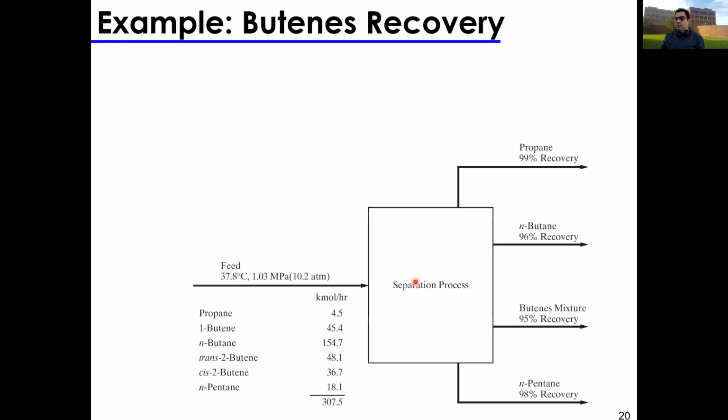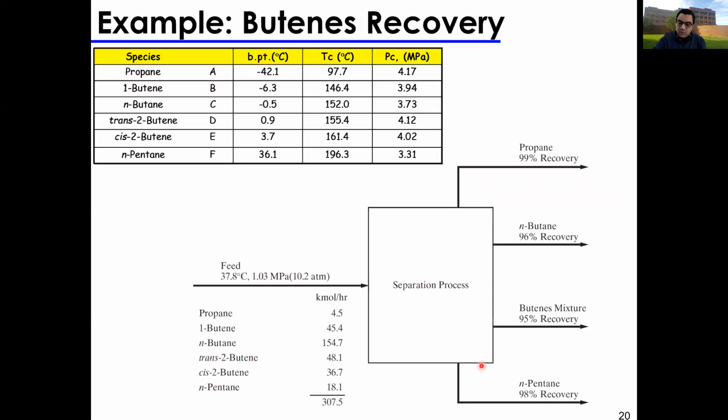Okay, oops, let's go back to our example, butene's recovery. So this is the same one from the last lecture where I have propane, 1-butene, N-butane, trans-butene, cis-butene, and N-pentane, and I want to separate them to get propane, N-butane, a mixture of butenes, and N-pentane. Okay, so we're gonna follow the logic we talked about this lecture in doing so. First of all, I'm gonna arrange my components in order of boiling point. So propane, lowest boiling point, all the way to pentane, highest boiling point.